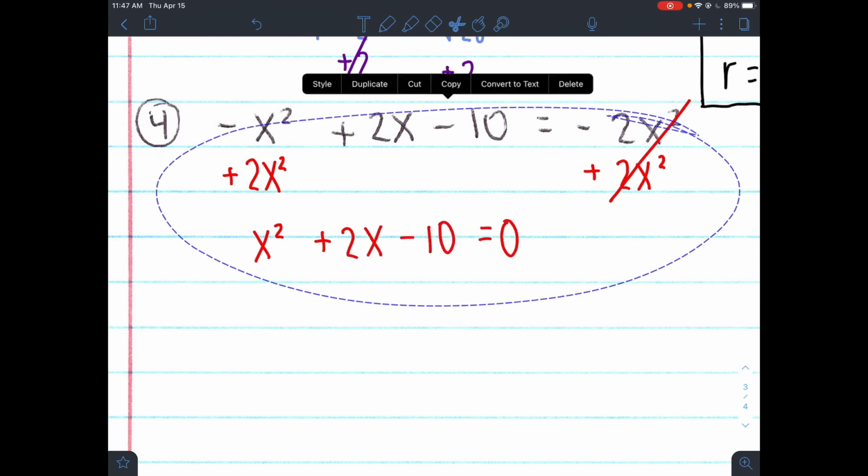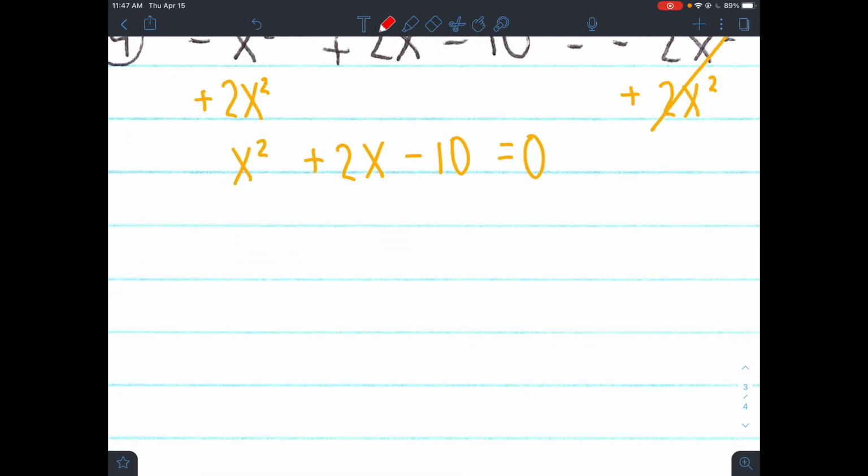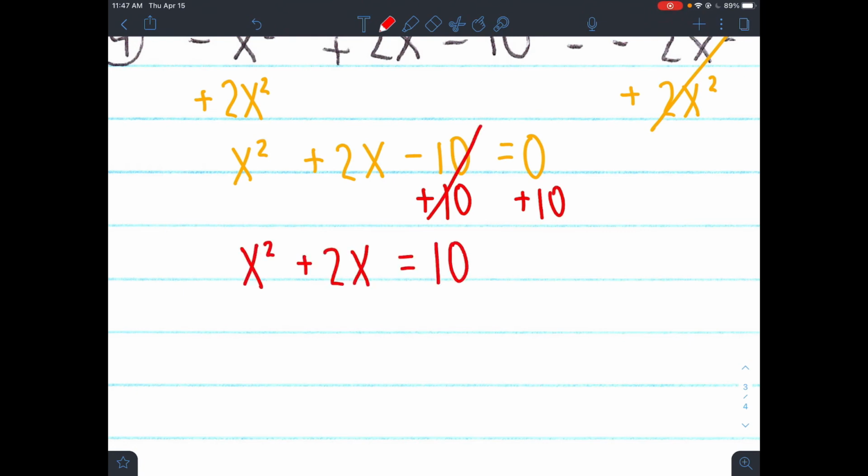I'm going to go ahead and make this a different color because that's not our first step technically. There we go. All right. I still need to move all my numbers, my constants, to the right-hand side. So I'm going to go ahead and move that 10 by adding it to both sides. So then I have x squared plus 2x equals positive 10.